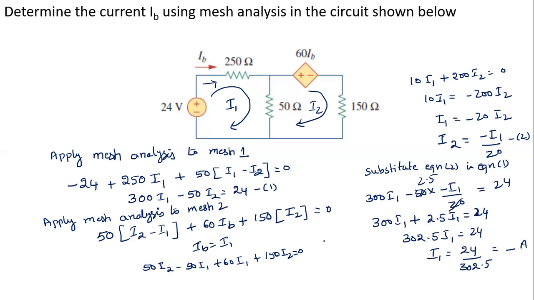Now, you can see the relationship between IB and I1: IB equals I1, which equals 24 divided by 302.5. That's all. Very simple problem. In case of dependent sources, we need to express the dependency variable, in this case IB, in terms of known parameters, here I1 and I2. Then your problem is solved. Clear? Very simple.